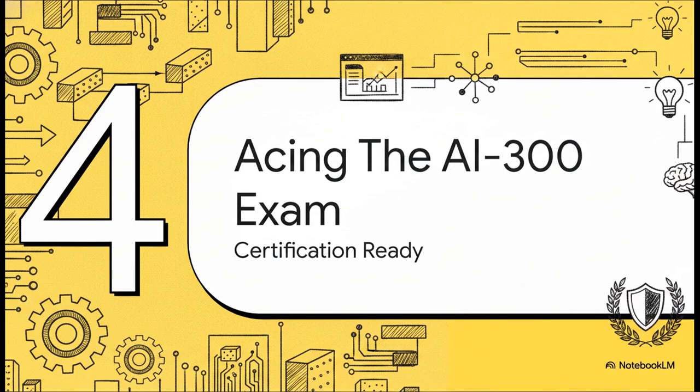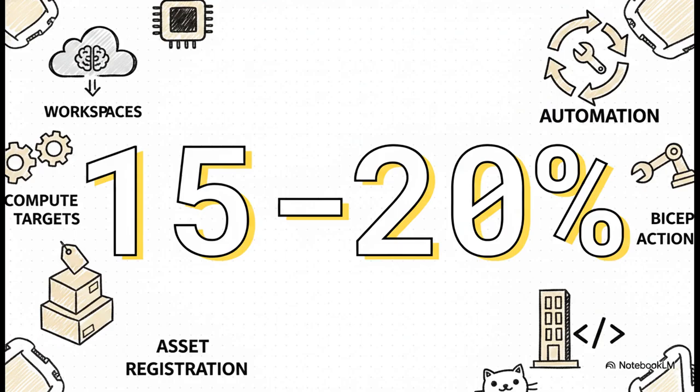Finally, let's bring it all home with part 4, acing the AI-300 exam. So the big takeaway here is that designing and implementing this specific MLOps infrastructure is worth a massive 15 to 20% of your total AI-300 exam score. We're not talking about a minor footnote here. Mastering workspaces, compute targets, asset registration, and automating with Bicep and GitHub Actions is a fundamental core pillar you simply have to grasp to earn that certification.